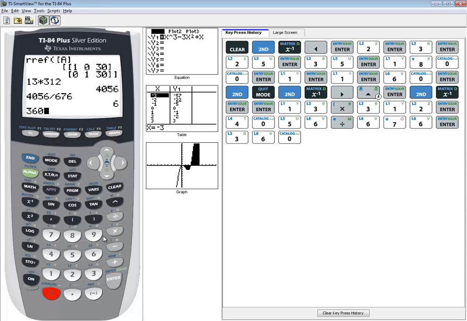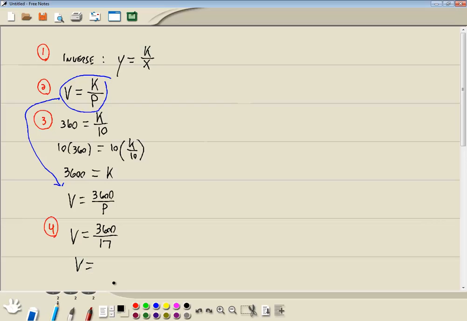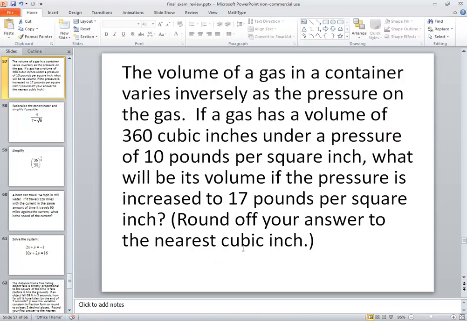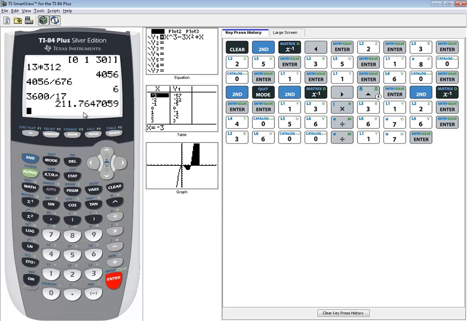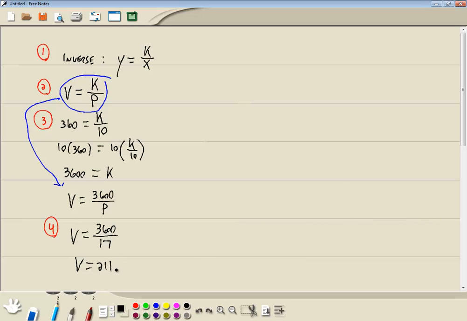3600 divided by 17. Enter. And we get 211. Round your answer off to the nearest cubic inch. Okay. So 211.76. So the nearest cubic inch would be 212. So that'd be your answer.